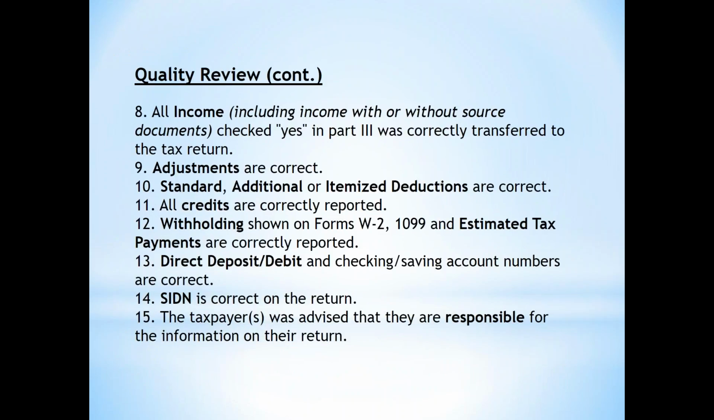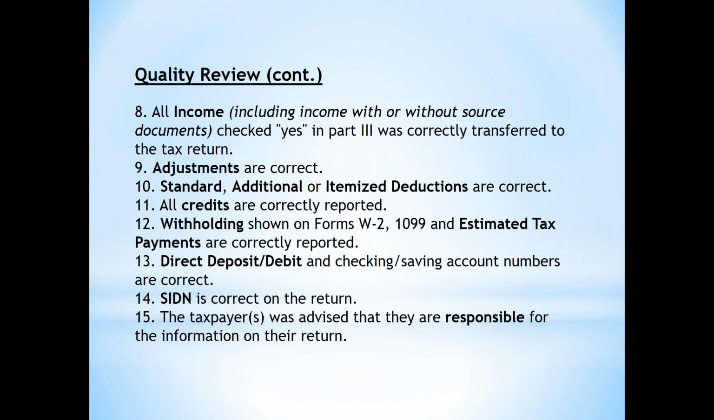Double check and make sure that there aren't any pieces of paper sticking together and that all the income has been accounted for and documented. Also, that all the adjustments are correct. You'll want to make sure that the correct either standard or itemized deduction has been appropriated, and then you'll want to make sure that any of the credits that you thought the client would be eligible for are accounted for on the tax return as well. The withholdings that show up on the last page or towards the end of the tax return should total the amounts from the W-2s and 1099s and estimated tax payments.